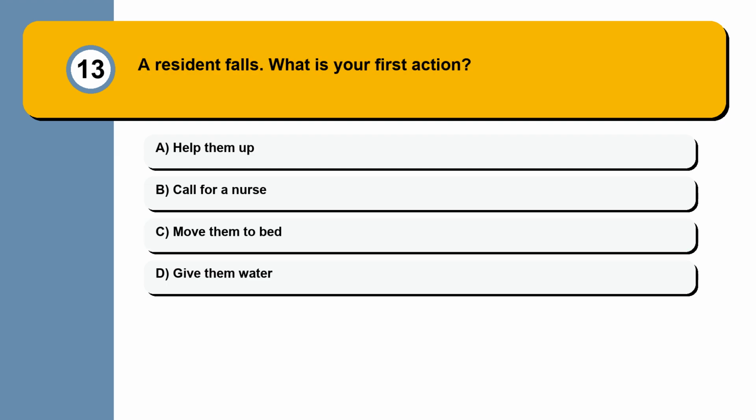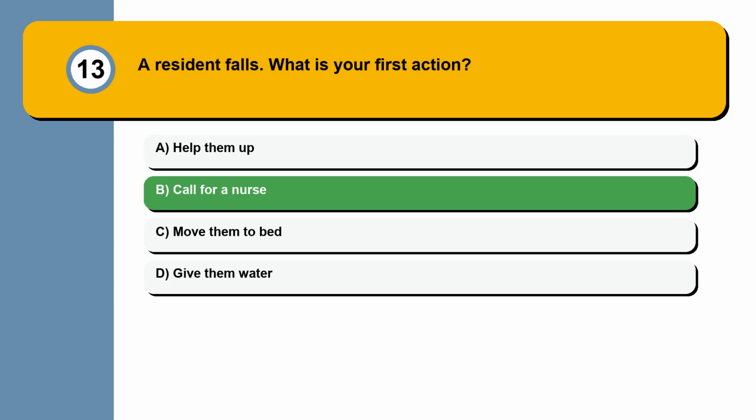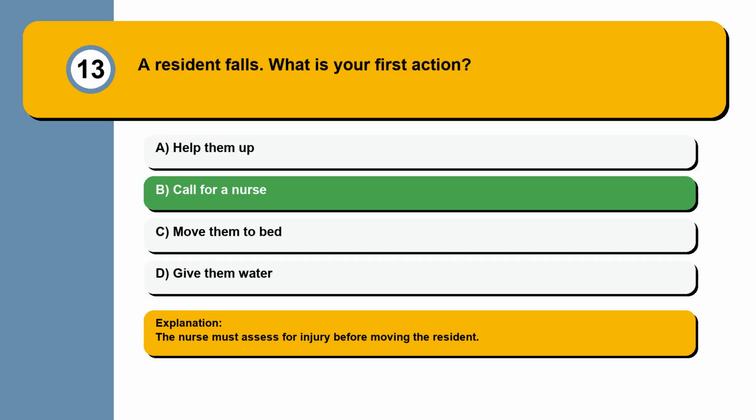Question 13. A resident falls. What is your first action? Help them up. Call for a nurse. Move them to bed. Give them water. The nurse must assess for injury before moving the resident.